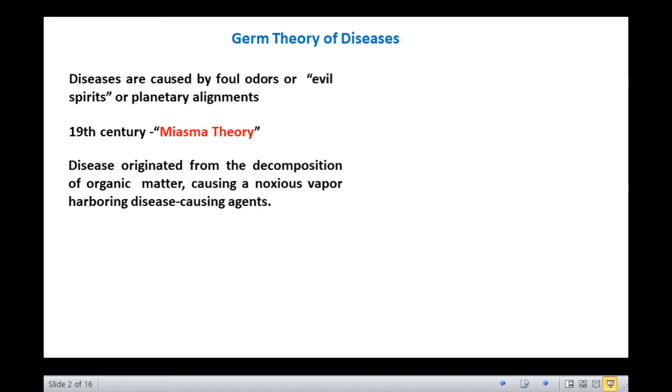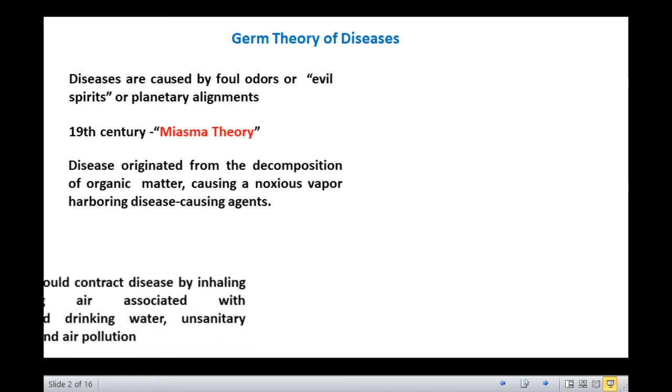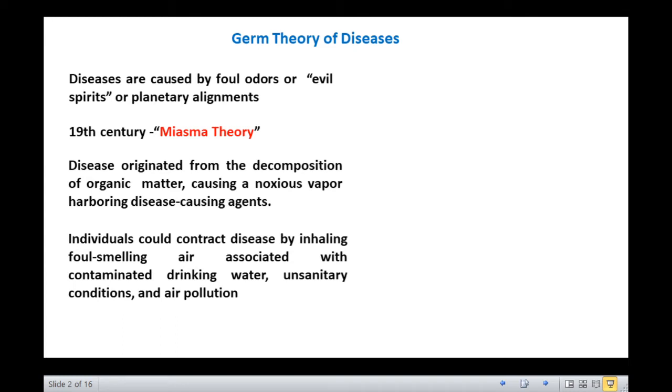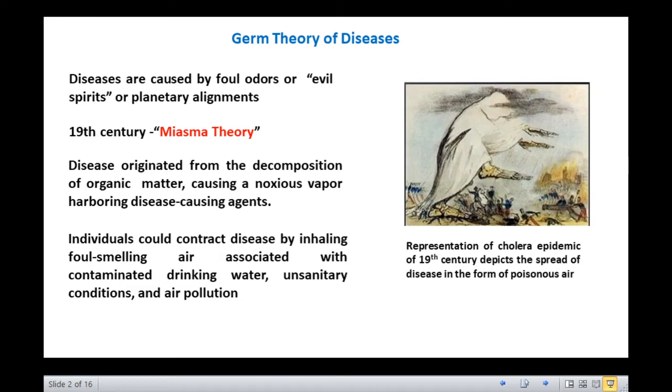It was believed that individuals could contract disease by inhaling foul-smelling air associated with contaminated drinking water, unsanitary conditions, and air pollution. The picture here is a representation of the cholera epidemic of the 19th century, which depicts the spread of disease in the form of poisonous air.